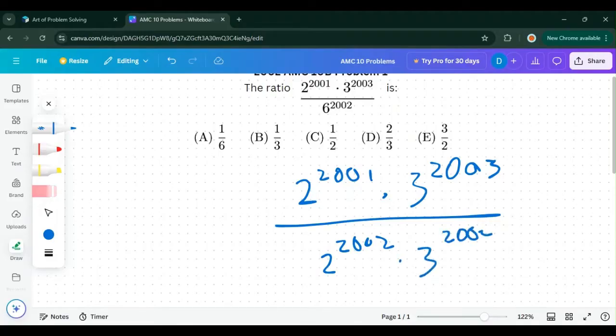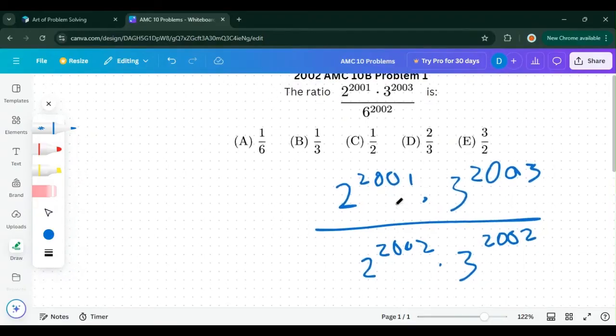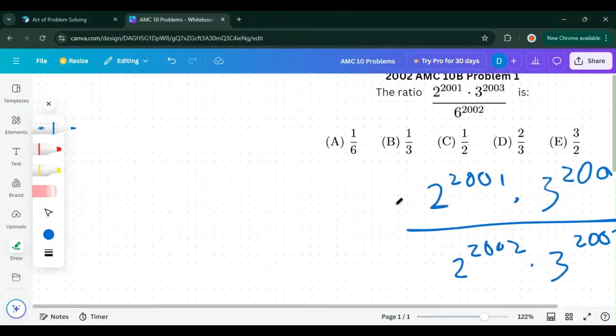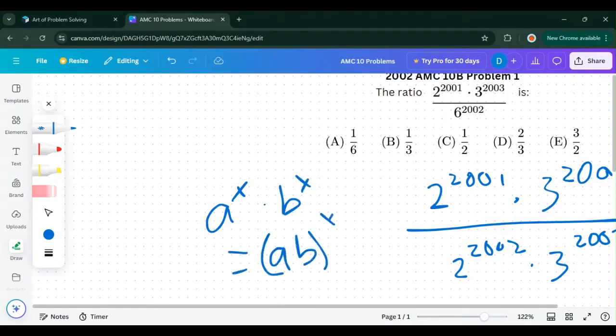And the reason we can do this is because of a simple formula. But remember, on this channel, we do not memorize formulas. We memorize concepts. So the formula, if you want to know it, is a to the power of x times b to the power of x is the same thing as ab to the power of x.